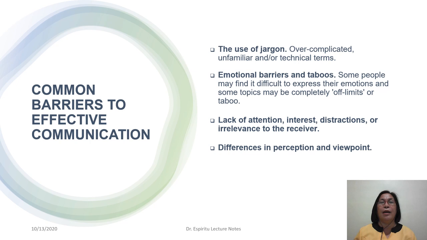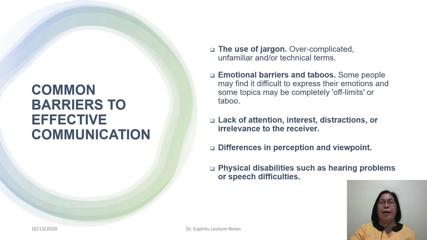Then another barrier could be physical disabilities such as hearing problems or speech difficulties. Yeah, sometimes we mispronounce words because of our dentures, our braces, or maybe you have some sores inside your mouth, or in your tongue, so you have difficulty saying them. So these are also some temporary disabilities or hearing problems. Some people, the older people, could have hearing problems already.